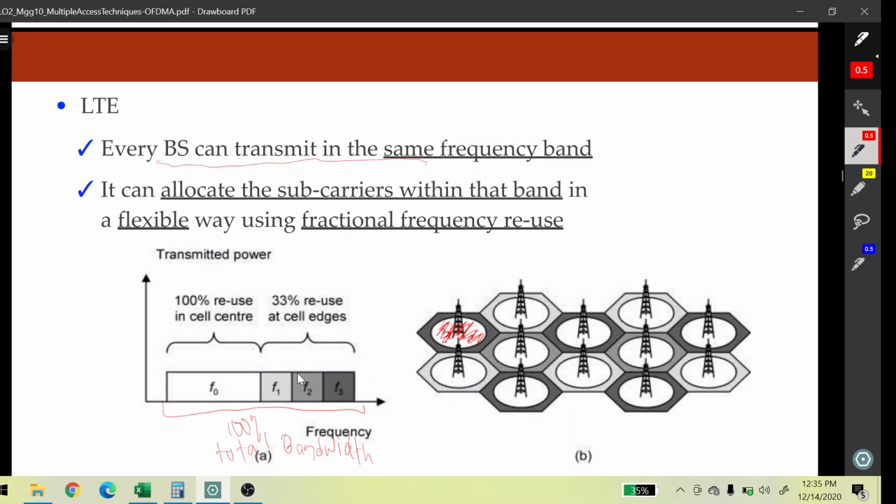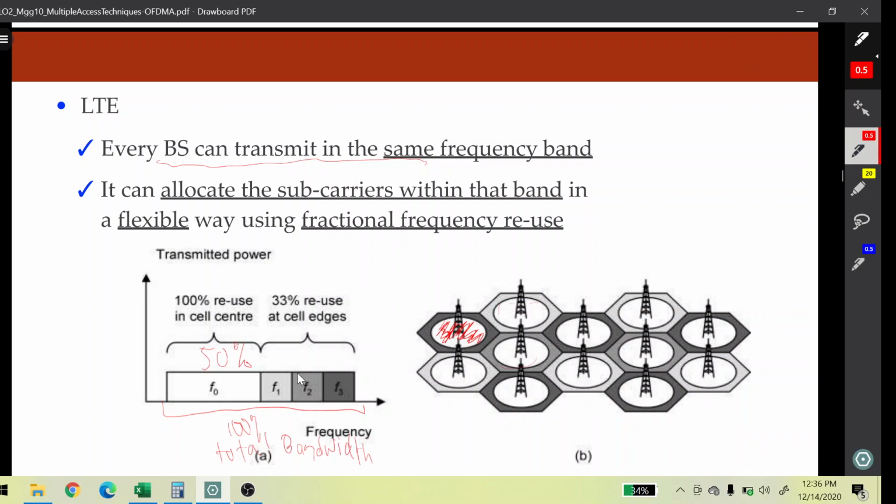In LTE, we are using 100% frequency in the inner circle in order to minimize the interference from the other cell neighboring to it. So, if we are looking at this inner circle over here and inner circle over here and inner circle over here, they are separated by the outer circle, right? Now, 50% of this total bandwidth goes to the inner circle. How about the other 50%?